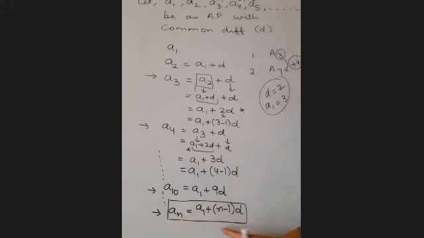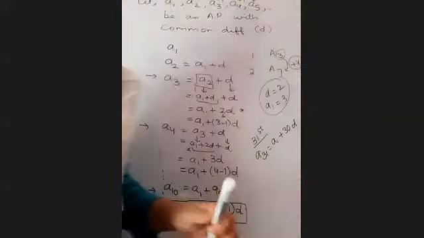Can you find the code? Suppose the 31st roll number wants to find its code. So what will be the code of roll number 31? A31 will be A1 plus 30D. Getting my point, children? That is how we make use of AP.